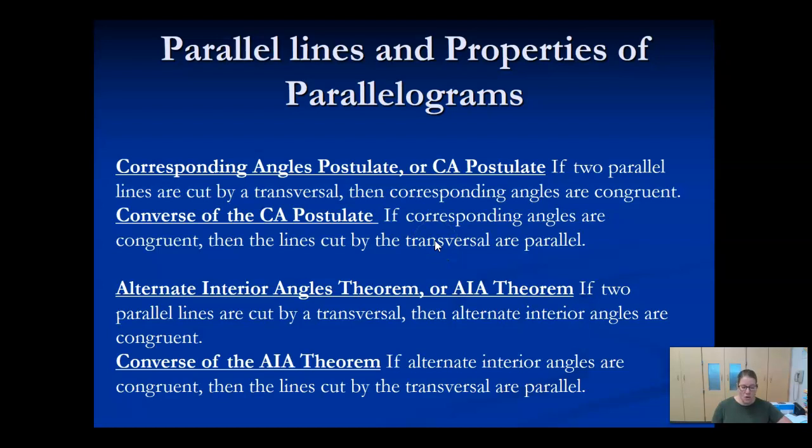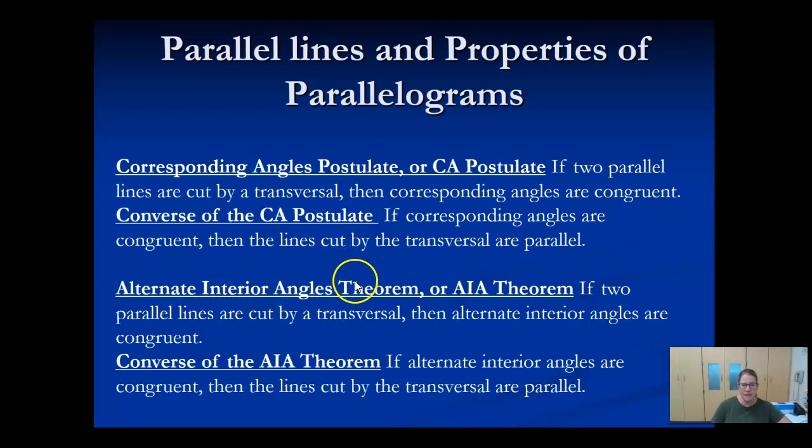So if I know one thing, I can conclude the other. If I know the lines are parallel, I can conclude the angles are congruent. Or if I know the angles are congruent, then I can conclude that the lines are parallel. That's why I have here the corresponding angles postulate and the converse of the corresponding angle postulate. I have both because they're both true. So that's true for all of these theorems. Just keep that in mind.